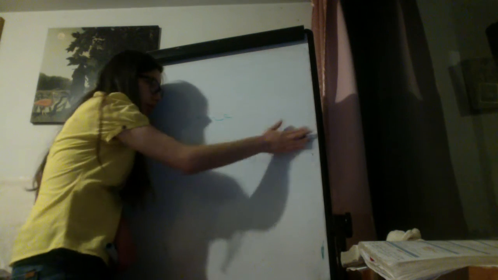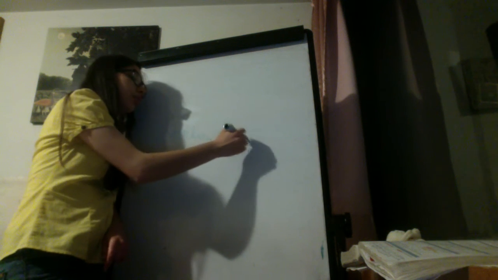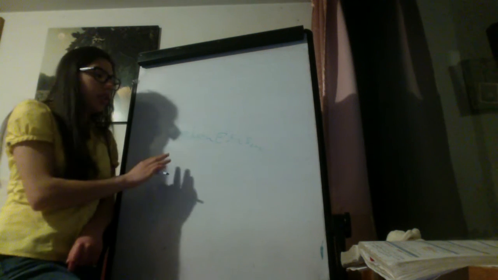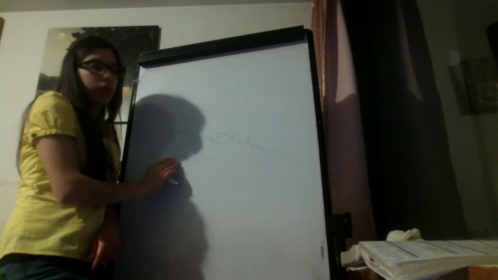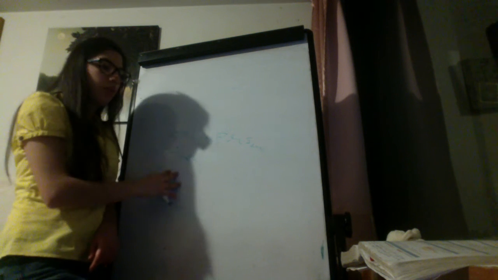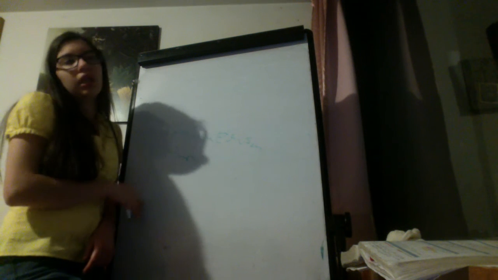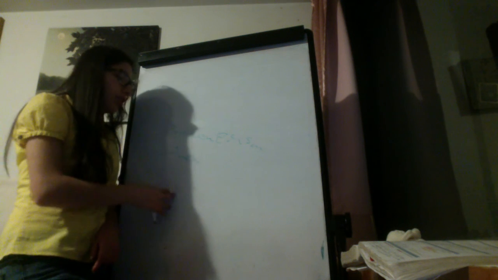Next we have the Zollinger-Ellison syndrome. Zollinger-Ellison syndrome is a gastrin tumor. This tumor is called gastrinoma, and this tumor could be in the pancreas, could be in the intestine. Usually in the pancreas, and it secretes gastrin.